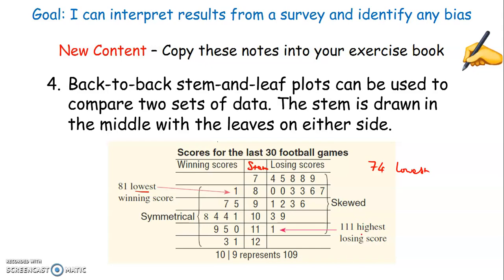And of course, we can talk about the highest number as well. So on the right-hand side is 111. For the left-hand side is going to be 123, right? This one here, 1, 2, 3. And also we can talk about whether the data is symmetrical or skewed. Okay, so remember, skewed is when the higher end is on one side of the graph. Okay, the peak is on one side of the graph.